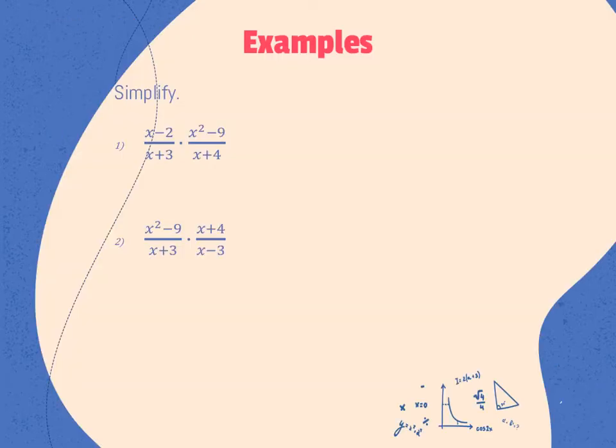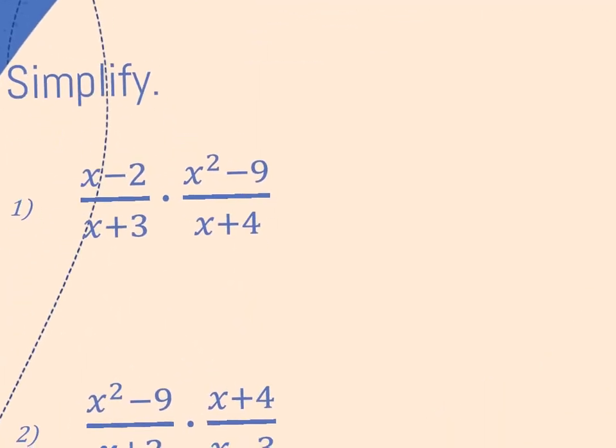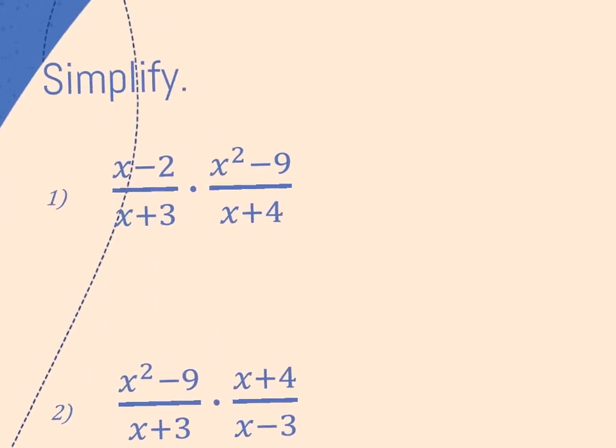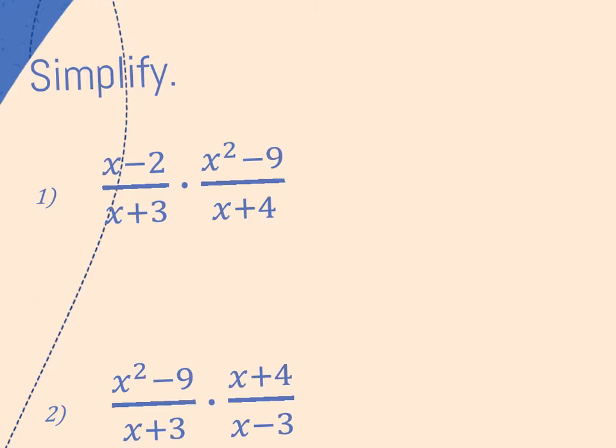Okay, so this says simplify, and we start with number 1. Number 1 says, zoom in on that, (x minus 2) over (x plus 3) times (x squared minus 9) over (x plus 4). So what I want to do is look at each part and see, can it be factored? So is there something I can do with x minus 2? No. X plus 3? No. X squared minus 9? What's that called? Yes. Good. Difference of squares. This becomes (x plus 3)(x minus 3). So now the x squared minus 9 is gone. And then x plus 4, again, I can't do anything with.